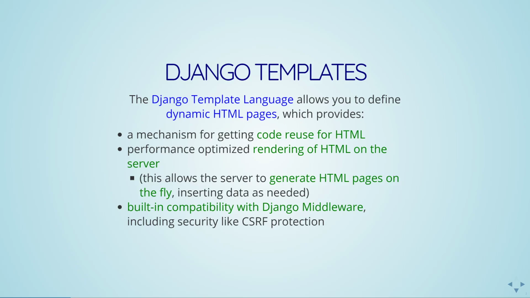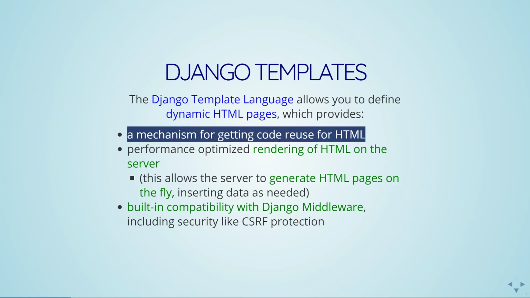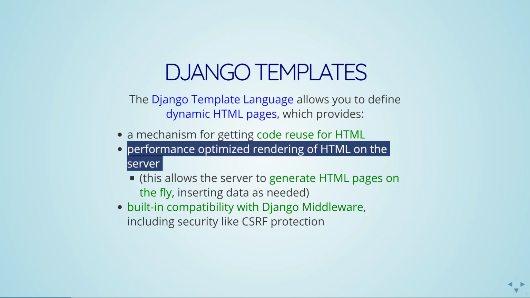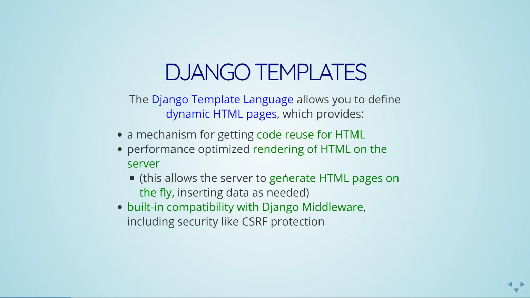But that isn't all we're getting from it. We're also getting a mechanism for code reuse of HTML. Programmers like to not write the same code over and over again. They don't want to write the same code over and over again. They like code reuse. Code reuse is a good thing. Django is going to give us that through an inheritance mechanism that I'll go over.